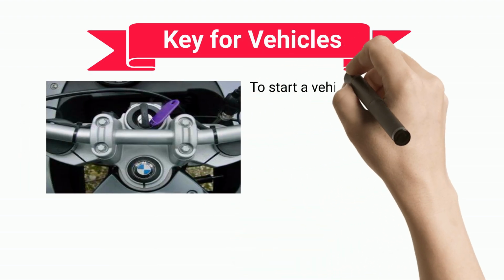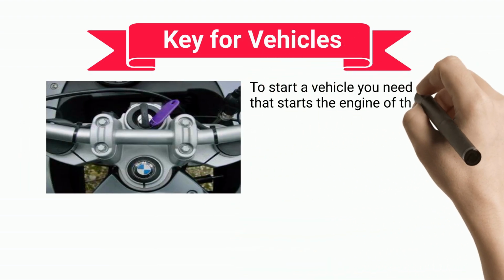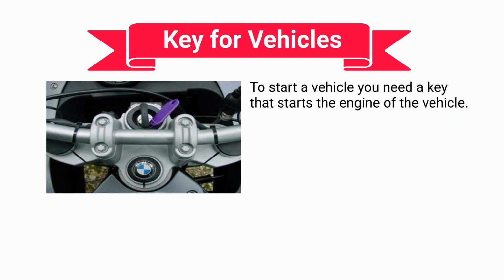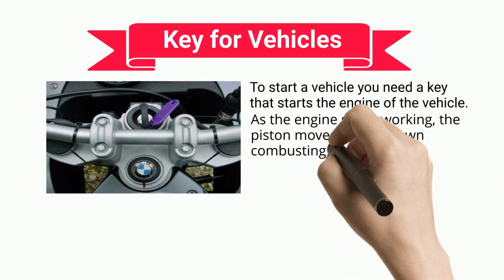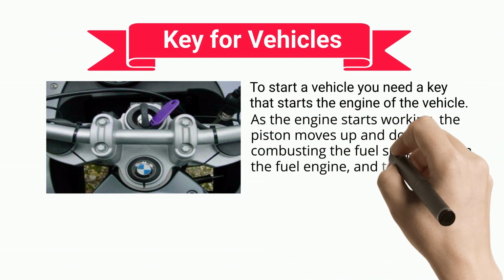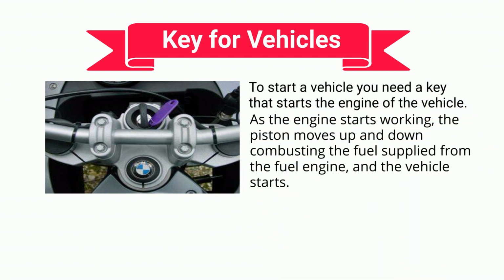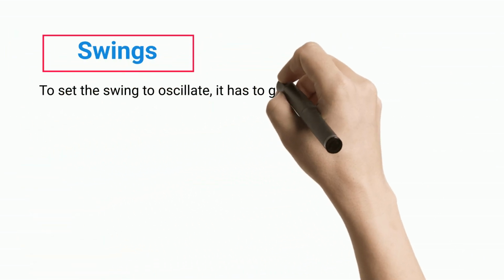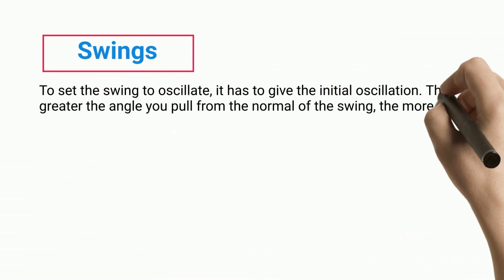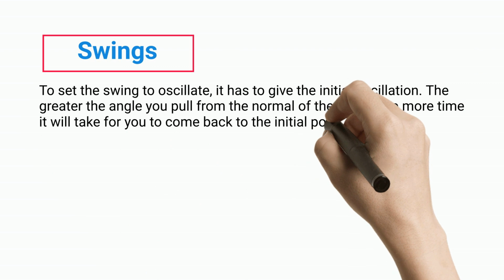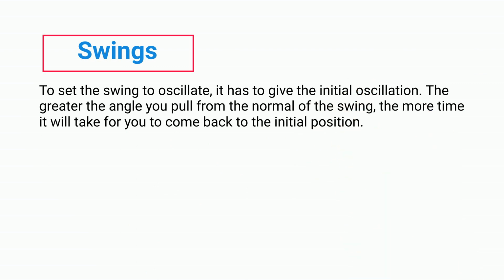Key for vehicles. To start a vehicle, you need a key that starts the engine of the vehicle. As the engine starts working, the piston moves up and down, combusting the fuel supplied from the fuel engine, and the vehicle starts. Swings. To set the swing to oscillate, it has to be given the initial oscillation. The greater the angle you pull from the normal of the swing, the more time it will take for you to come back to the initial position.